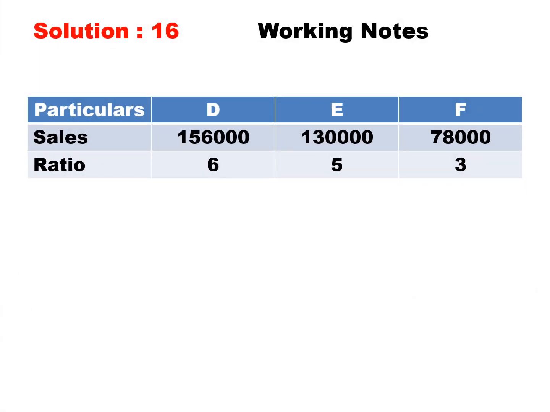So students, the first working note that you need to make is calculation of sales ratio. Sales 1,56,000, 1,30,000, and then 78,000. If we simplify this, if we divide by 26, I think you can get a ratio of 6:5:3.